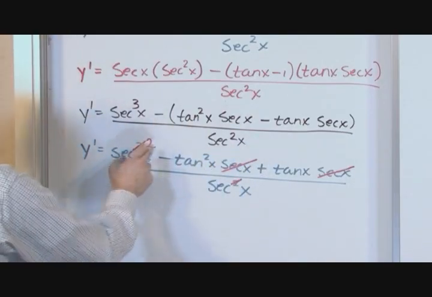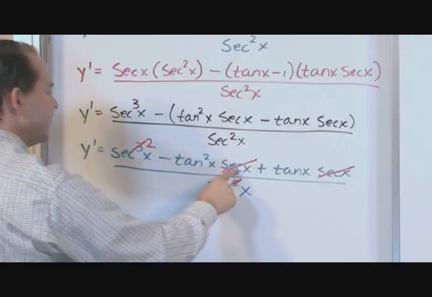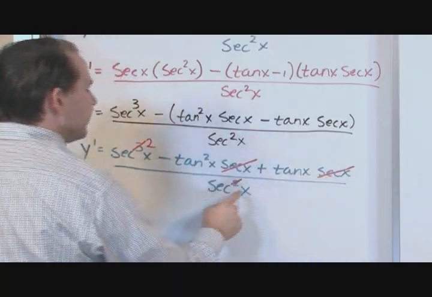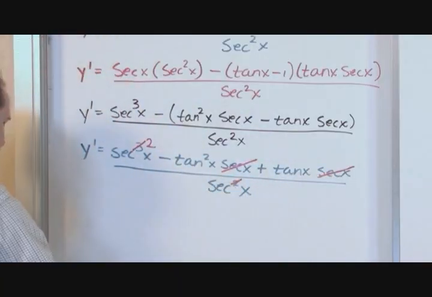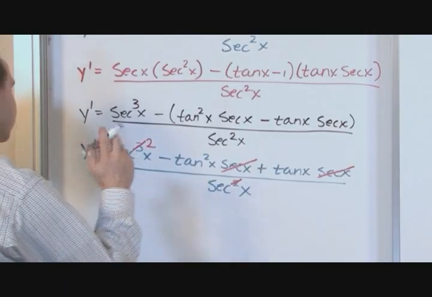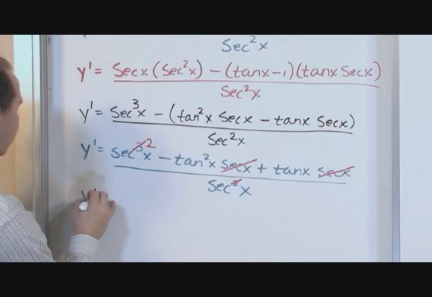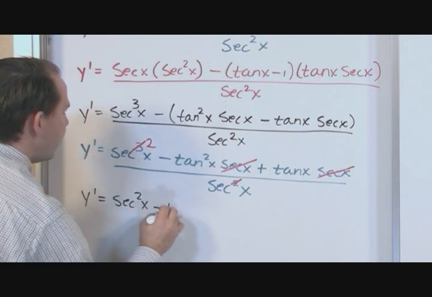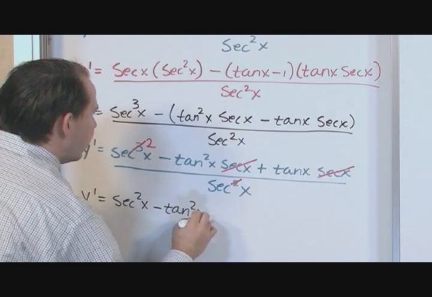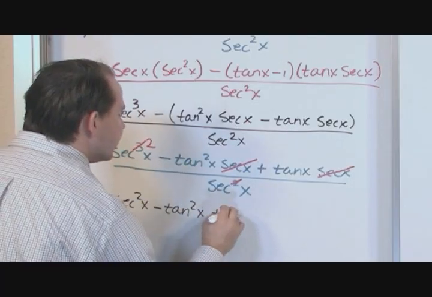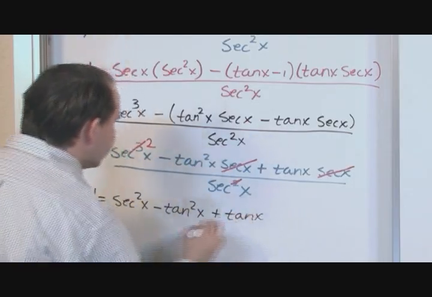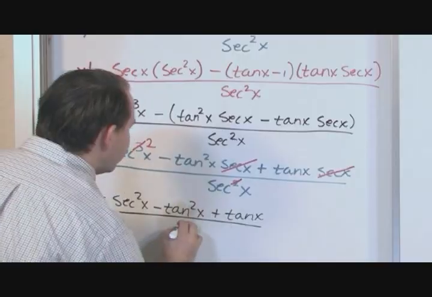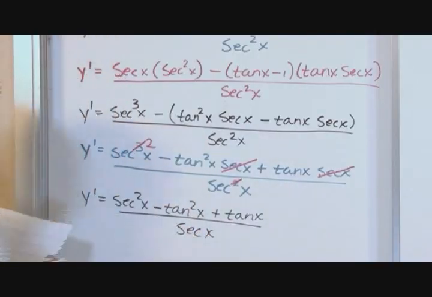I have a secant here, leaving me with 2 of them. This entire secant cancels, this one cancels, this one cancels, one of them leaving me with just the one that's left over. So when I continue, I will have secant squared x minus tangent squared x, this is gone now, plus tangent of x over secant of x.